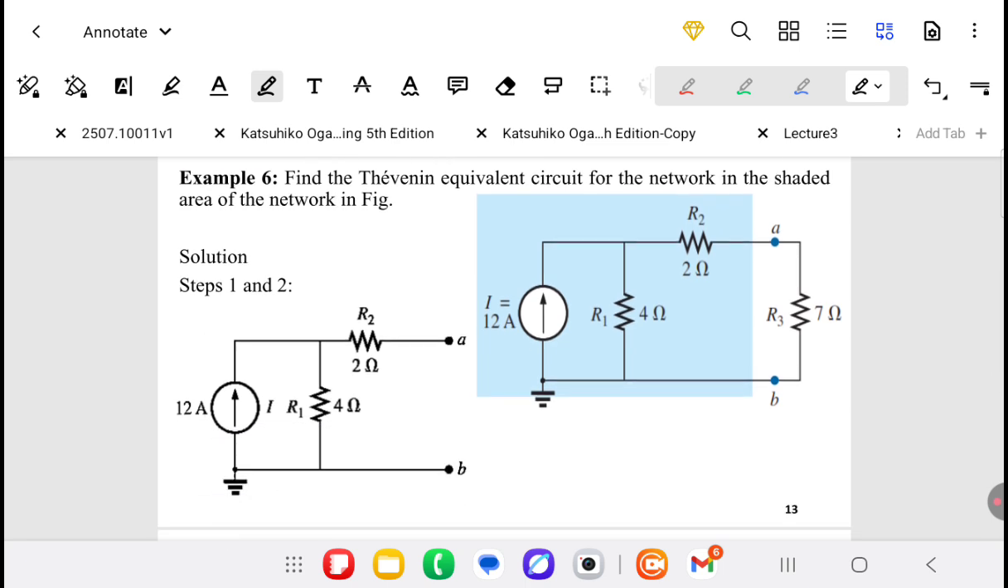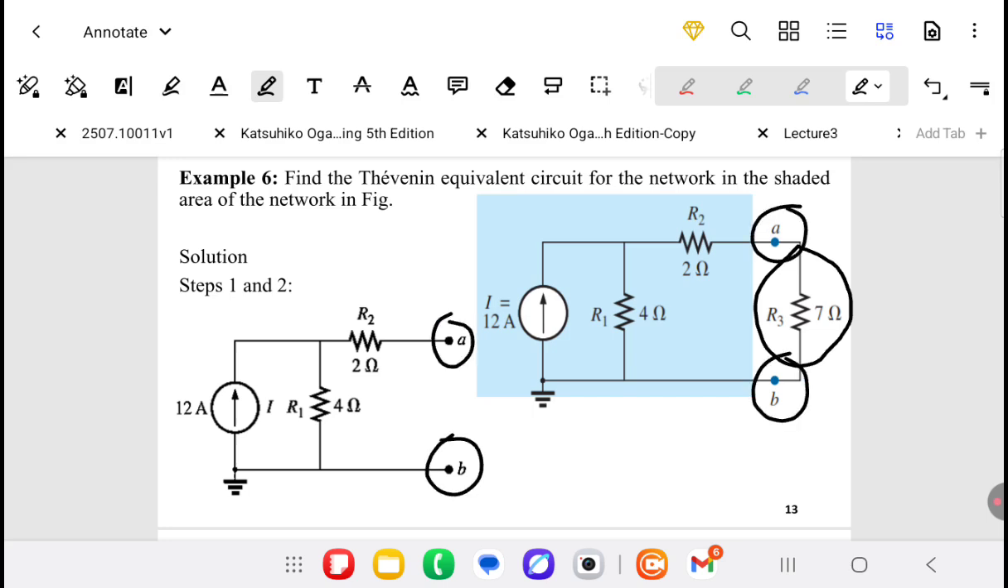Now we see another example. Find the Thevenin equivalent circuit for the network in the shaded area of the network. The load resistance is R3. First step, we remove R3 and mark the terminals A and B as shown in the figure to the left.